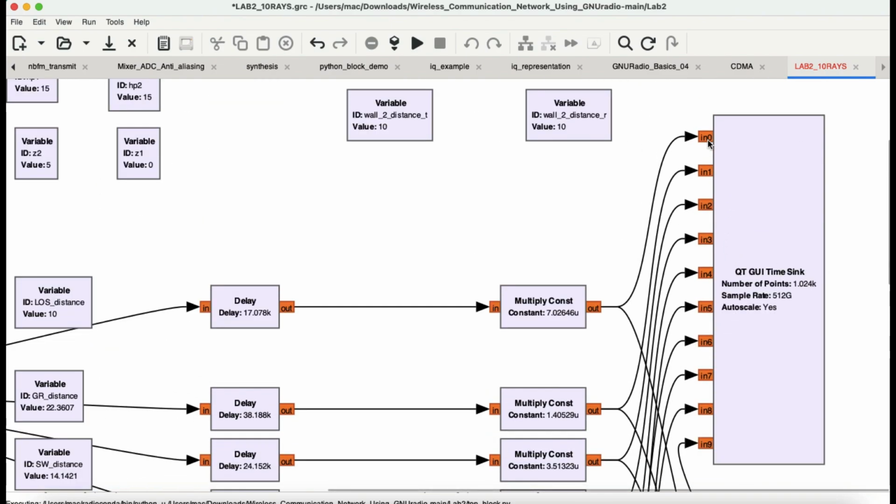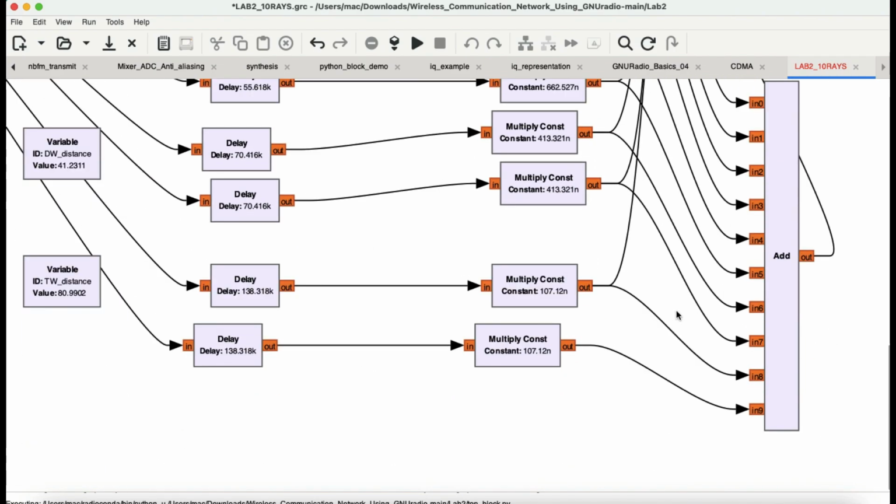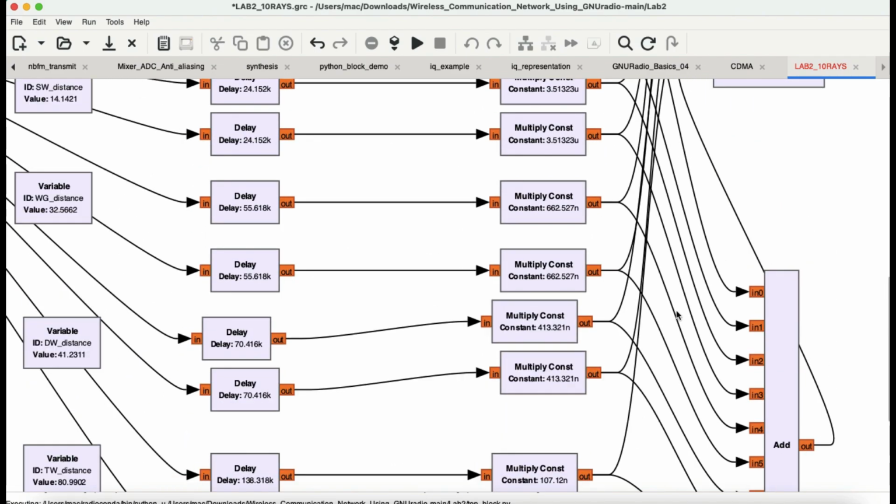And these are the individual signals which are being received by my receiver. And this is also by my receiver. And we can individually monitor those signals as well. So by changing the distance and by changing the frequency, we can actually visualize where my signal is being added constructively and where they are being added destructively.